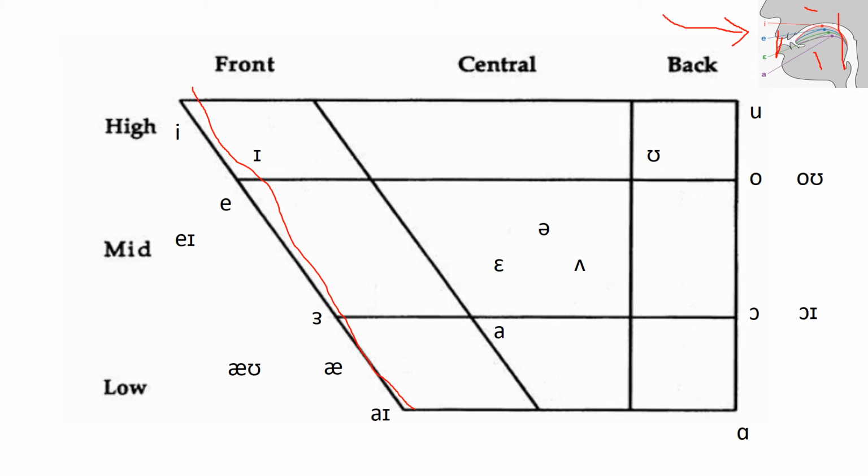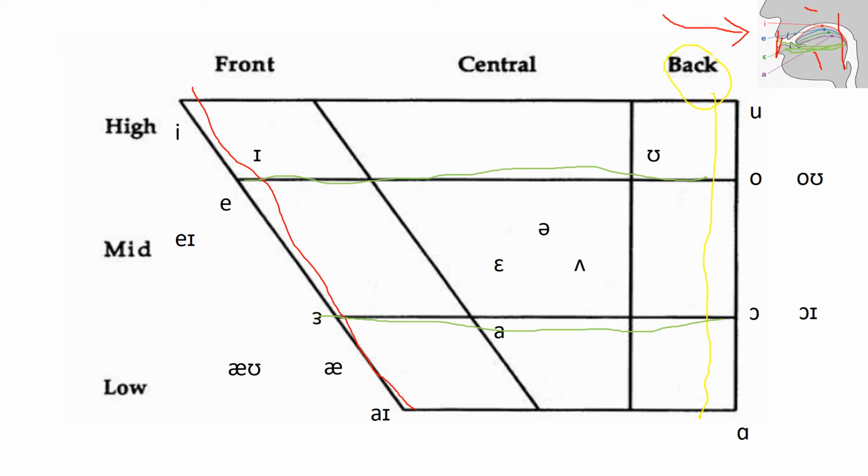Now, when our tongue pulls backward, when we say oo, o, or ah, our tongue pulls back. So that is the back vowel. Another is the horizontal axis. This horizontal axis is the position of the tongue.